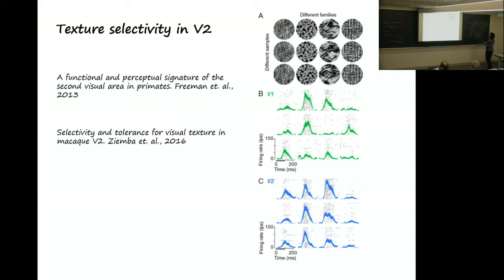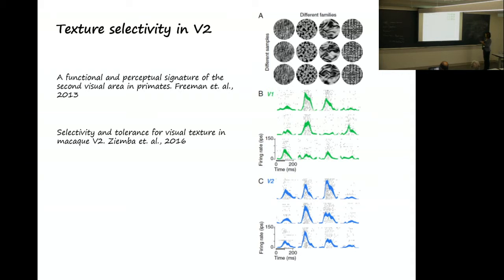Texture family, basically, each texture is defined by a set of higher order correlational statistics. And you can create images that are matched in these higher order texture statistics where the pixels are different. So these two images, if you match them pixel by pixel, they're different. But if you compute these correlational statistics, they're identical.